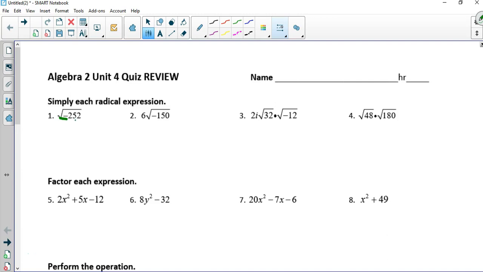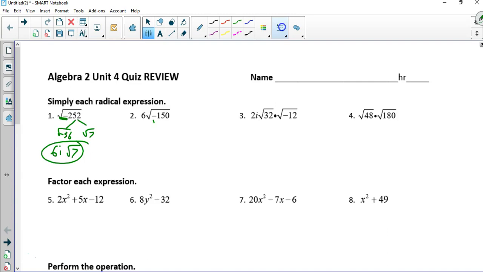So we're still going to break down 252 using the green charts on our desks. And that's going to break down to negative 36 and 7. 36 times 7 is 252. So bring out the square root of 36 is 6. The negative becomes I, and we end up with root 7.